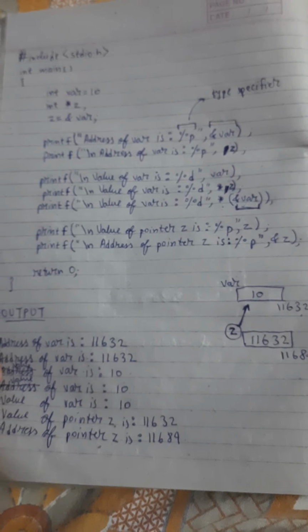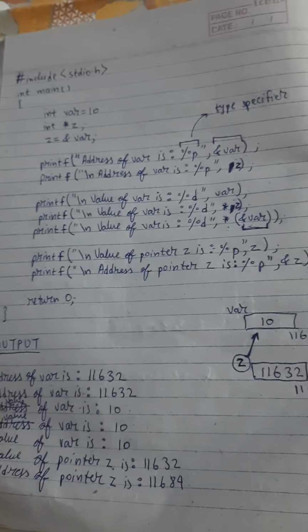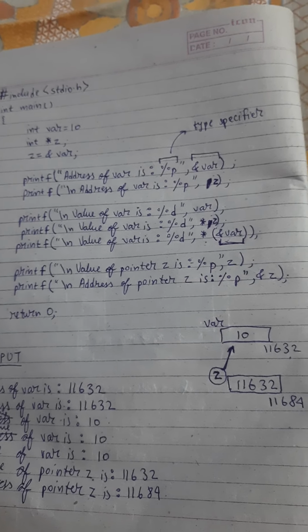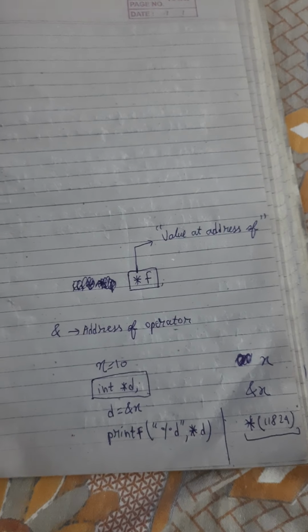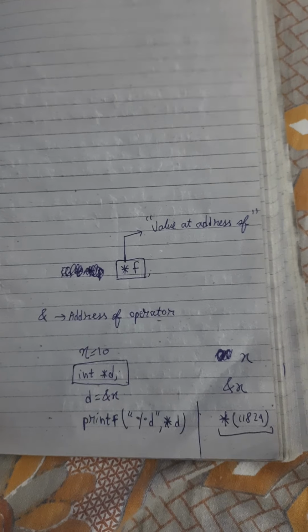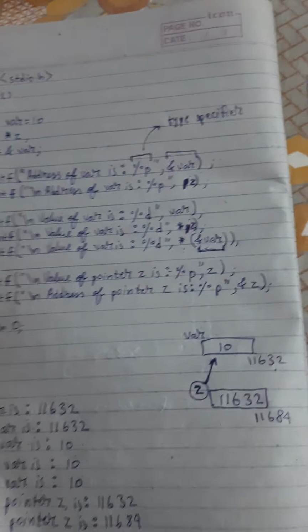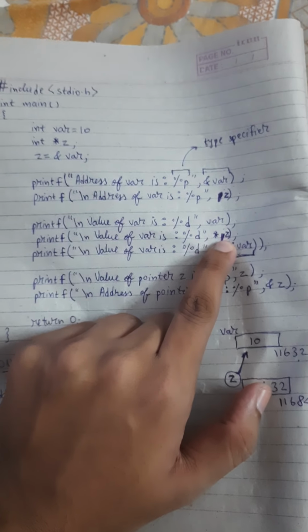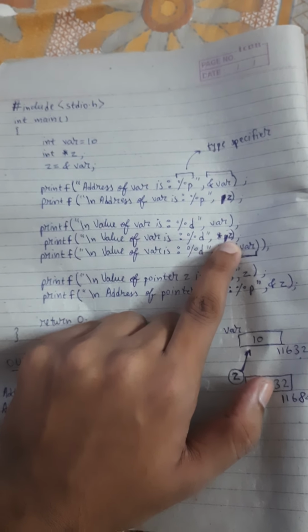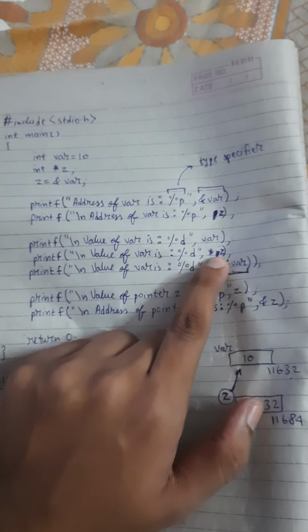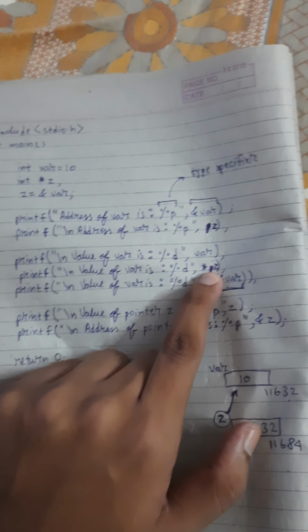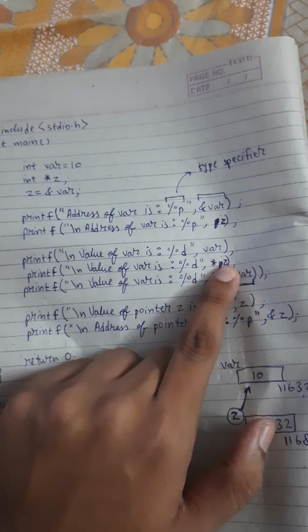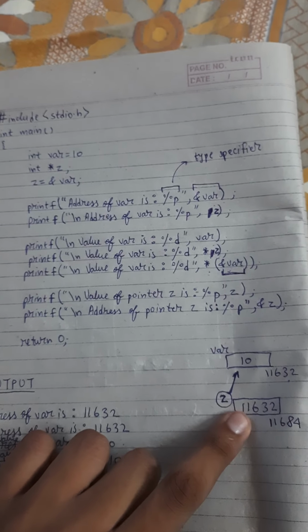All right, I hope you got the concept of this star, which is basically the value at the address of. Please always do remember this, it is important, whatever the analogy or similarity I have explained, and accordingly you can verify it here. Like in this case, star of z means value at address of. Whatever comes after star should be an address, and in this case it is z, so what is the value of z? The value of z is 11632, which is in turn an address.